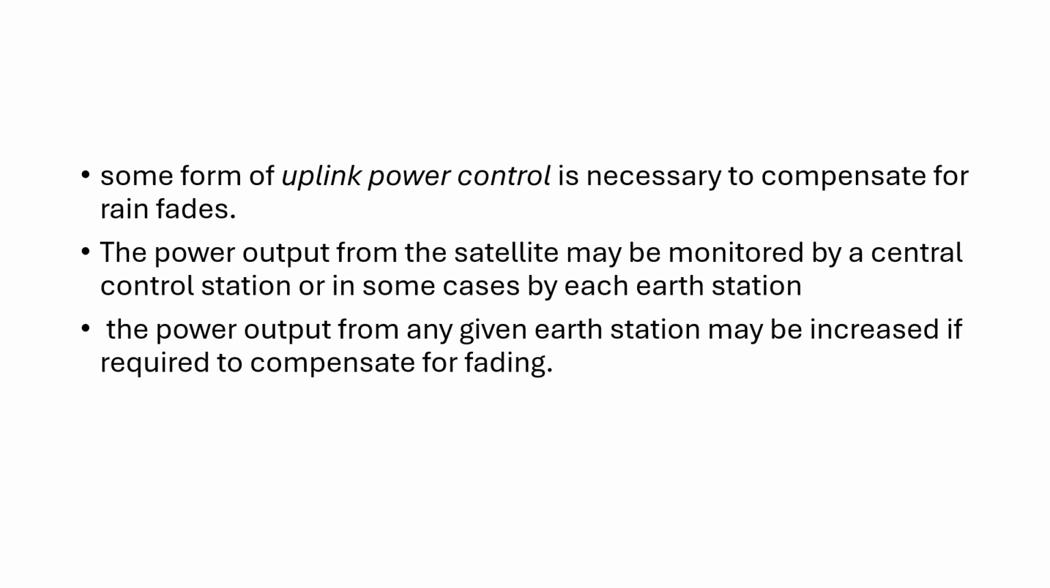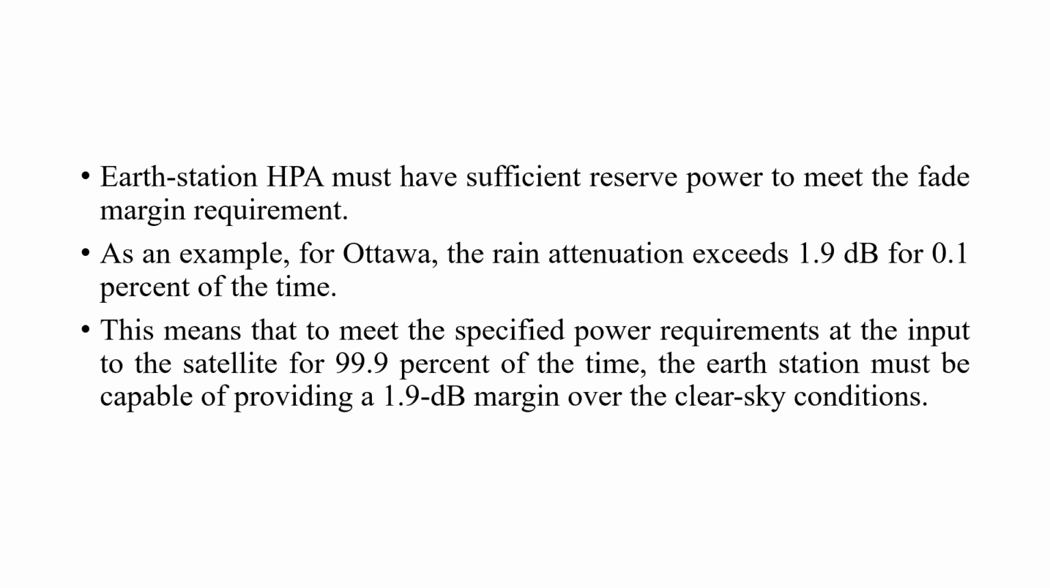The power output from the satellite may be monitored by a central control station, or in some cases, the output power from the satellite is monitored by the earth stations in various locations. The power output from any given earth station can be increased if required to compensate for fading. In the earth station, high power amplifiers are used, so they have sufficient reserve power to meet the fade margin requirements.